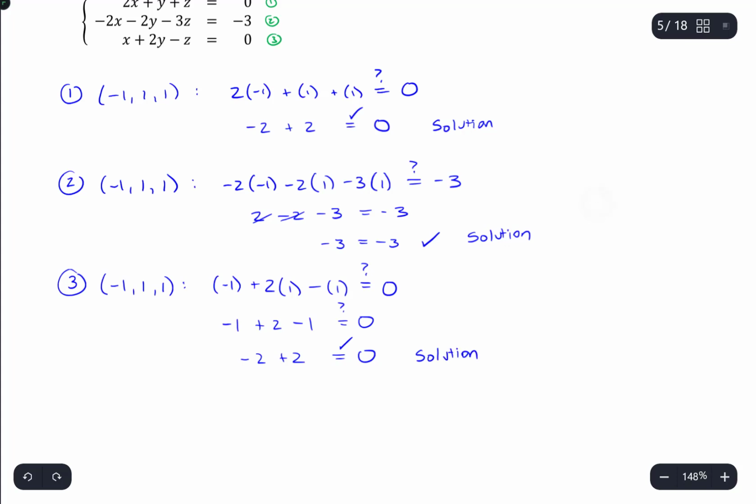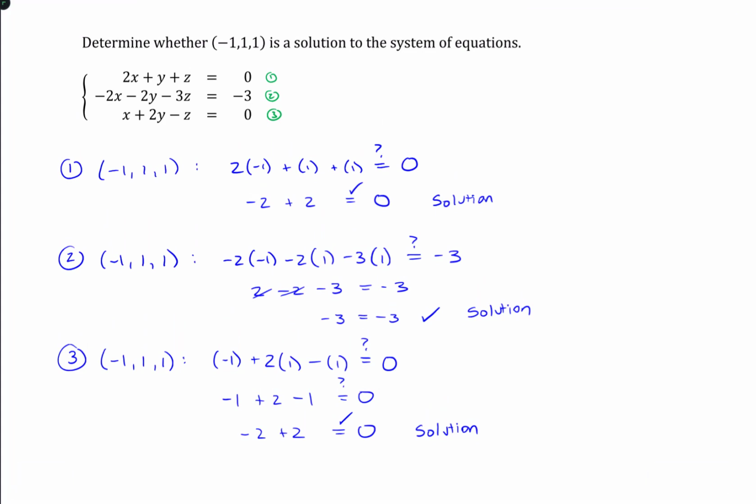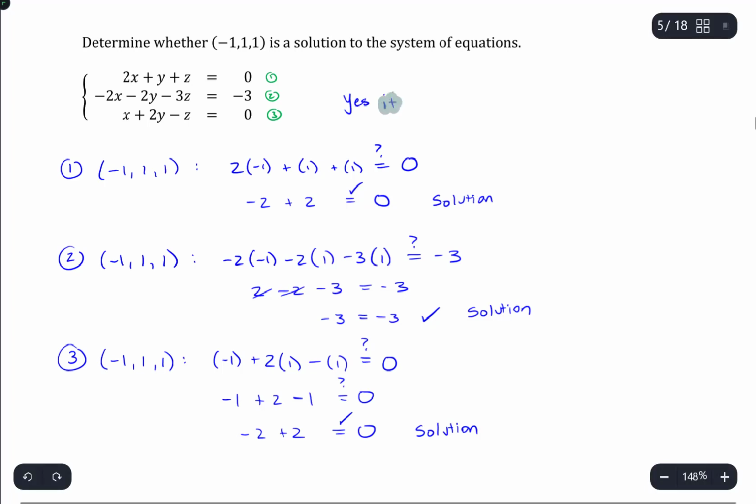So this one point solves all three equations at the same time. So it is in fact a solution to the system. So yes, well, I won't say it. Let's say yes, negative 1, 1, 1 is a solution to the system.